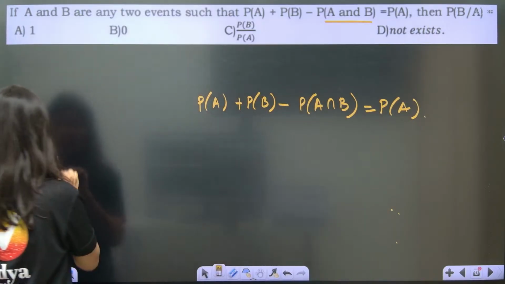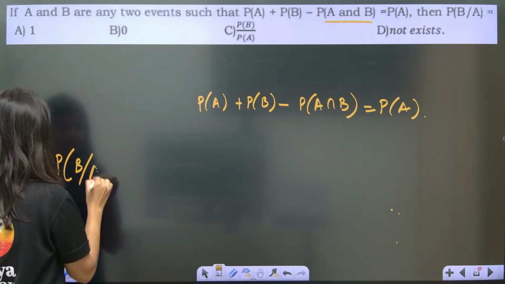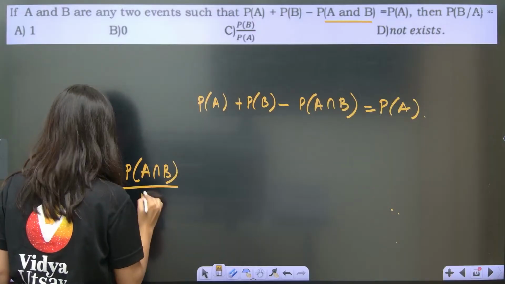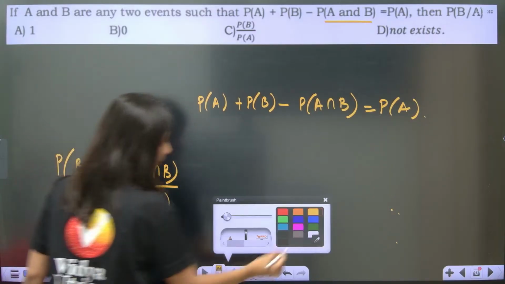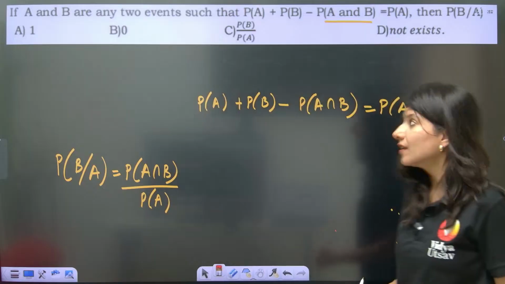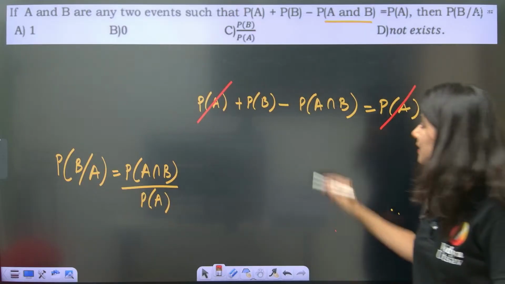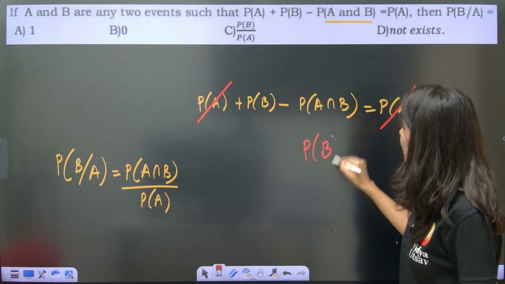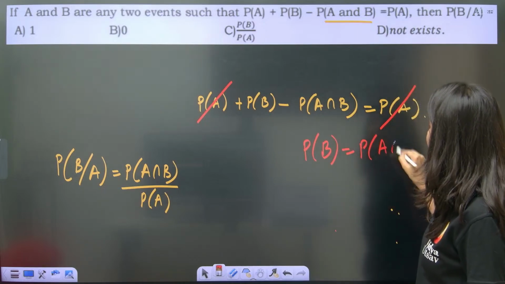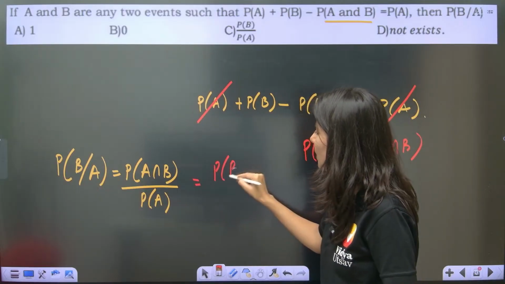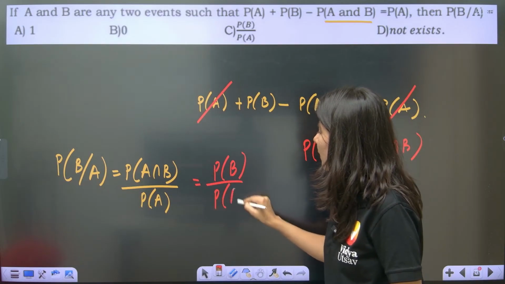And they are asking probability of B given that A has already occurred. So probability of A intersection B upon probability of A. Clearly, I can cancel probability of A and A from both the sides. So clearly, probability of B is becoming probability of A intersection B. So probability of A intersection B will become probability of B and probability of A.